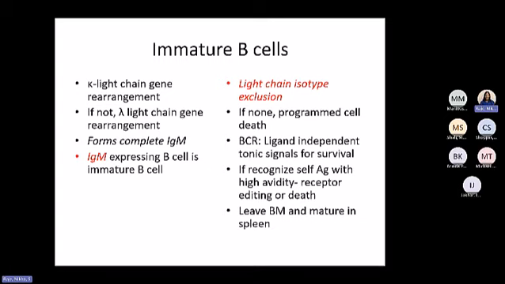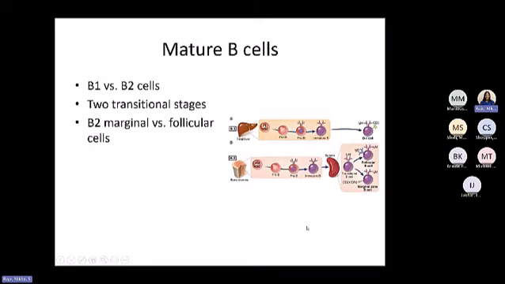When that happens, IgD is expressed on its surface in the periphery so that it becomes a mature B cell. Here there is light chain isotype exclusion, which means either the kappa or the lambda chain will undergo gene rearrangement. And then BCR gives independent tonic signals for survival, so that if it recognizes self-antigen with high avidity, that will undergo receptor editing. It will edit the receptor so it's not self-reactive. If it's still self-reactive, then it will die. If not, it will leave the bone marrow and then mature in the periphery in the spleen.